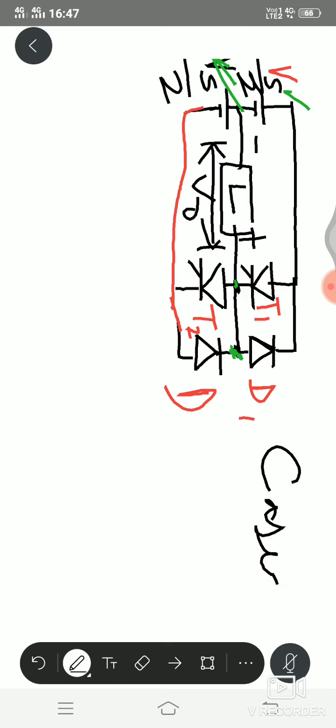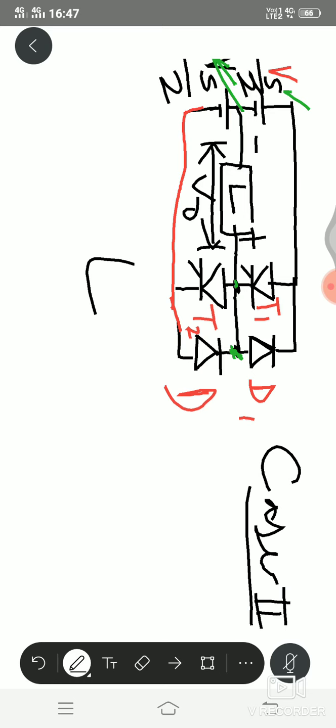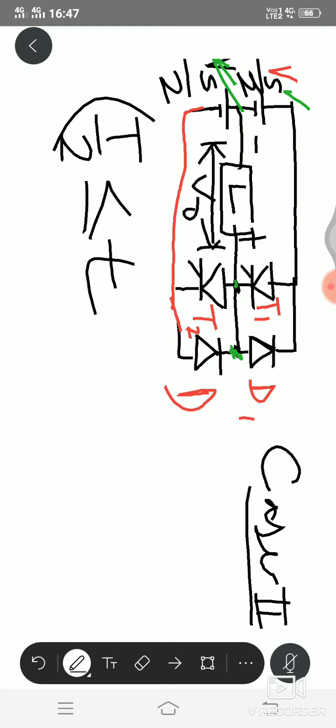So right now we are studying case 2. T2 is turned on, write down the duration. Duration is T lying between T by 2 to T.